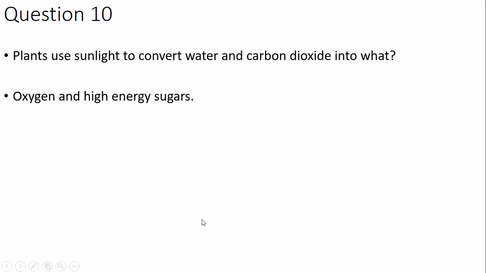On your study guide, make sure number 10 reads, plants use sunlight to convert water and carbon dioxide into what? I think there was a typo where it says convert sugar and carbon dioxide into what? That needs to change to water. So make sure in number 10, you rewrite it so it reads exactly as what you see here.